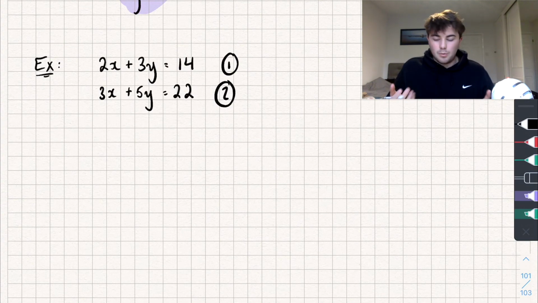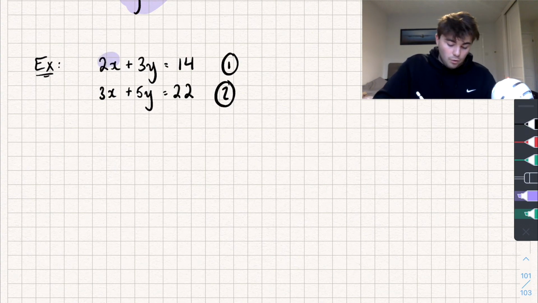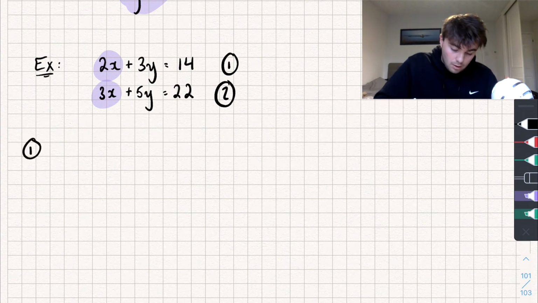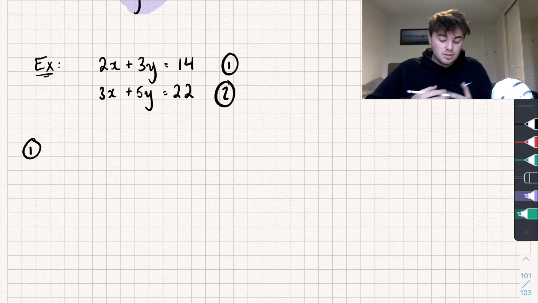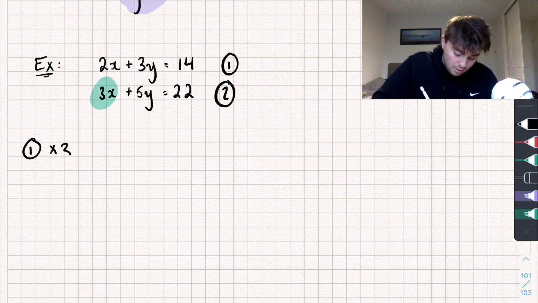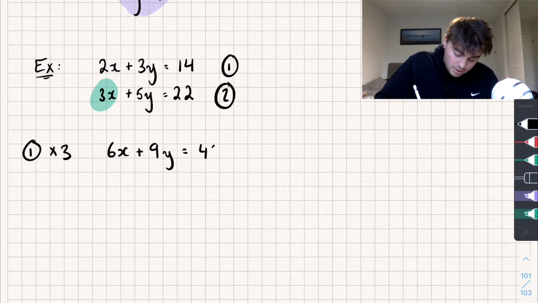So the way I would usually do it is, say I wanted to make the coefficients of x the same. Well, the coefficient of x in equation 1 is 2, and the coefficient of x in equation 2 is 3. So I'm going to do equation 1, and because the coefficient of x in equation 2 is 3, I'm just going to multiply it by 3, like this. And that's going to give me 6x plus 9y equals 42.